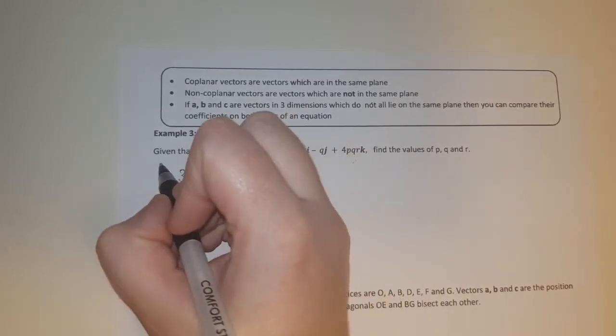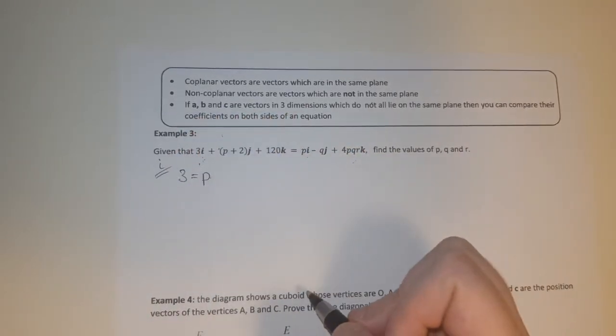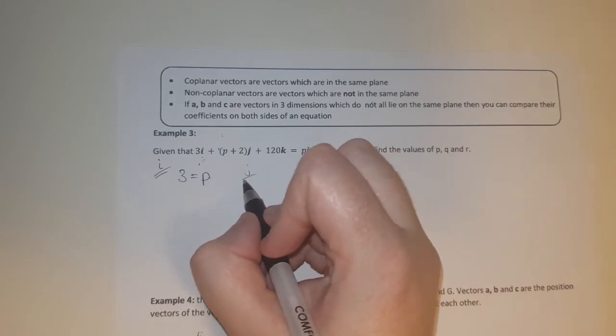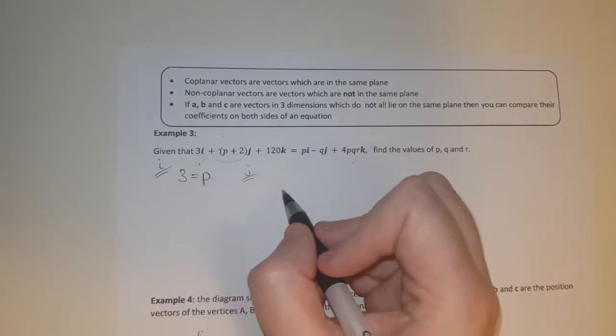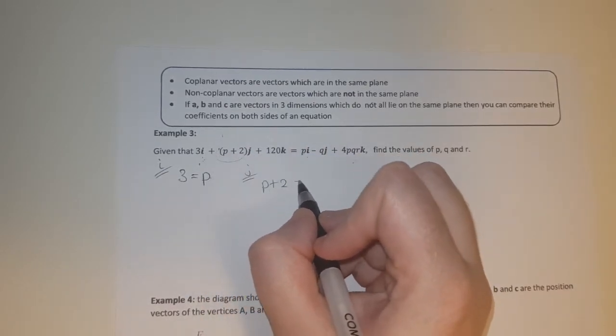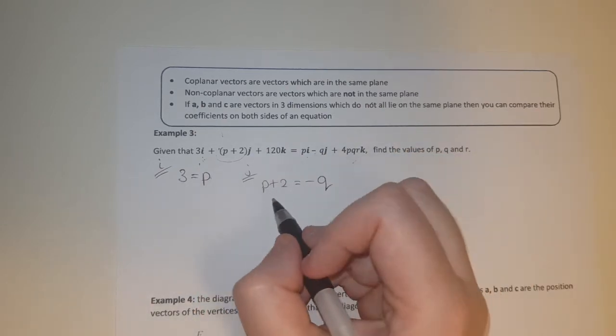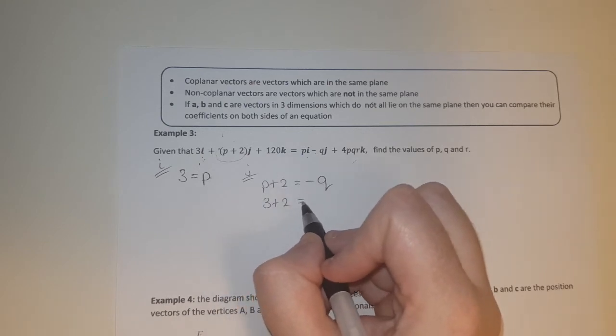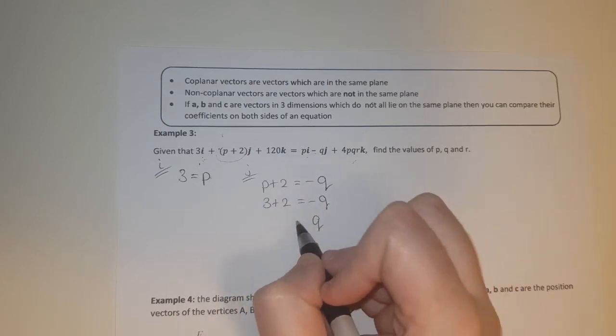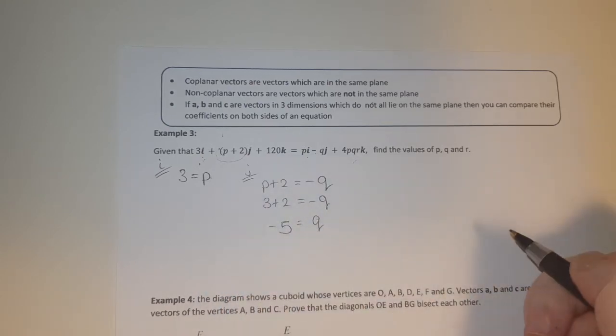So that's looking at the i terms. If I look at the j terms, p plus 2 has to equal minus q. Well, we know p is 3, so 3 plus 2 equals minus q, in which case q equals minus 5.